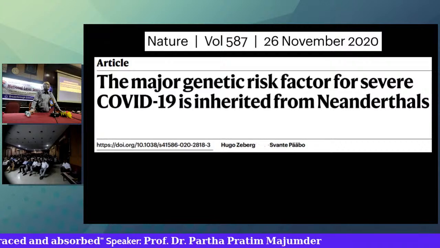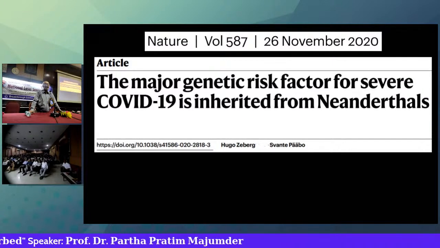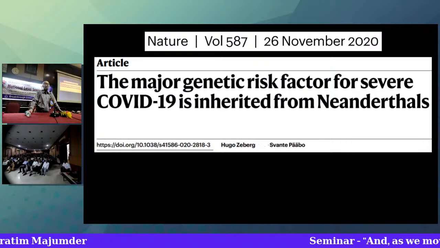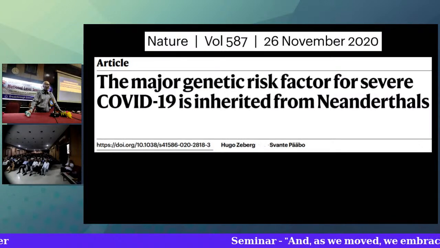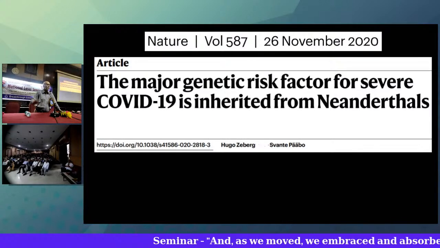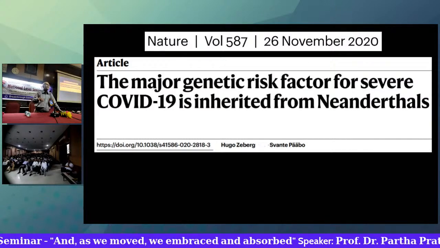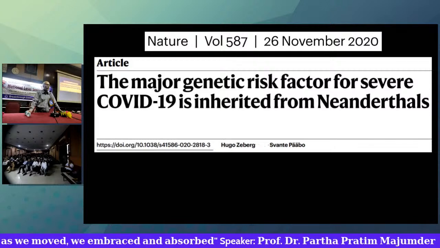COVID-19. Many of us actually have gotten infected, came down with COVID-19, and have survived. Many of us did not get severe COVID-19, and it was mild, and we have survived. Many people got severe COVID-19. Some survived, some succumbed and passed away.